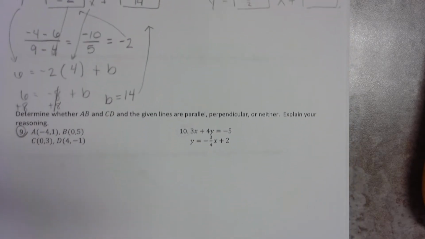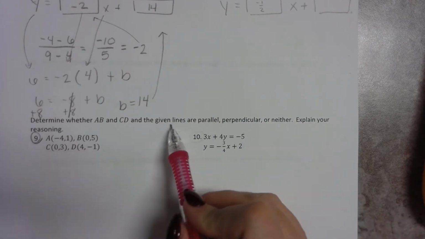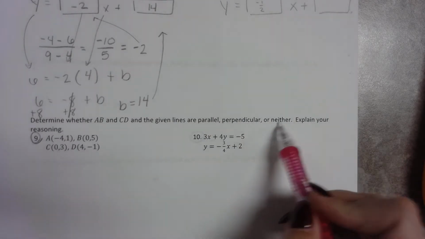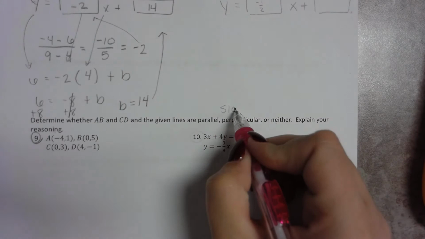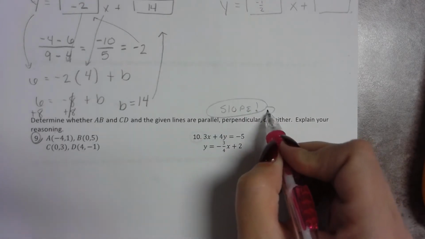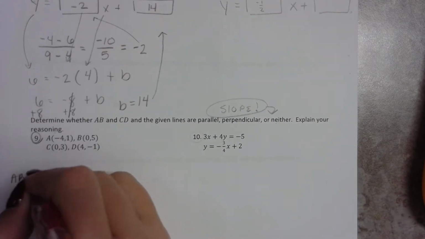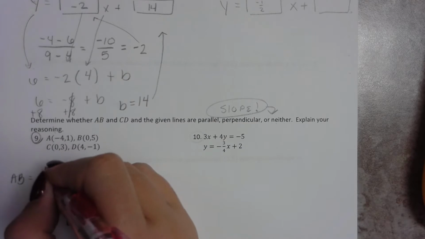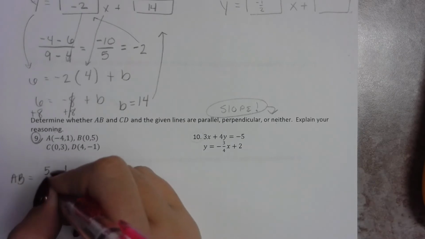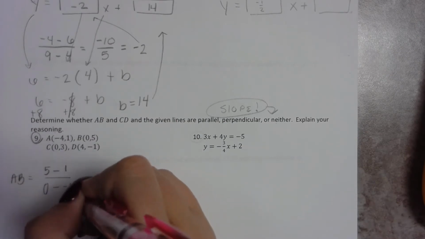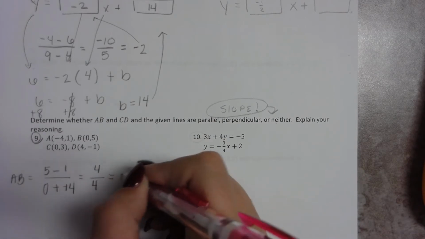Okay, so in number 9, it wants us to determine if AB and CD of the given lines are parallel, perpendicular, or neither, and explain your reasoning. So if I want to know if they're parallel, perpendicular, or neither, that tells us we have to find the slope. And if I want to find the slope, then I have to use my slope formula. So AB, y2 is negative 5, or positive 5, minus y1 is 1, x2 0, minus x1 negative 4. So that gives us 4 over 0 minus negative 4 would be positive 4, which gives us 1.